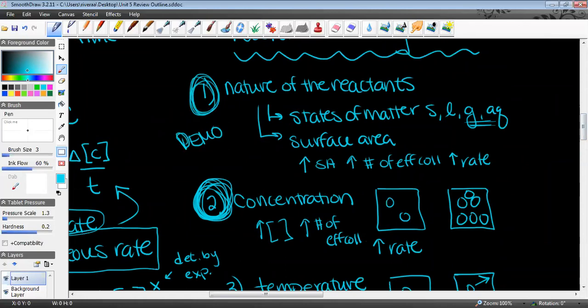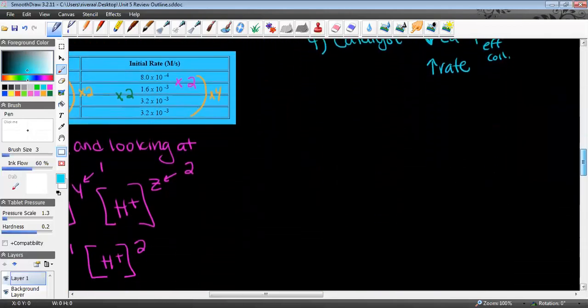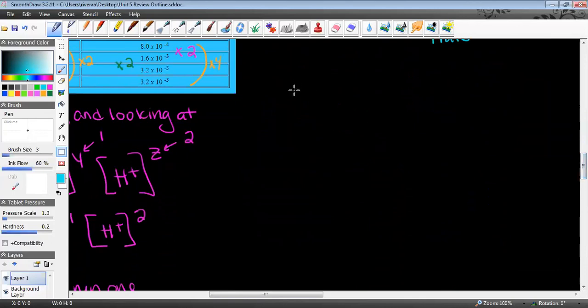The next one we want to look at is how temperature affects rate. You could have done that with the Alka-Seltzer tablets too. So let's look at how temperature affects rate. The way that temperature affects rate is twofold. There are 2 factors that affect whether or not a collision is effective, right?